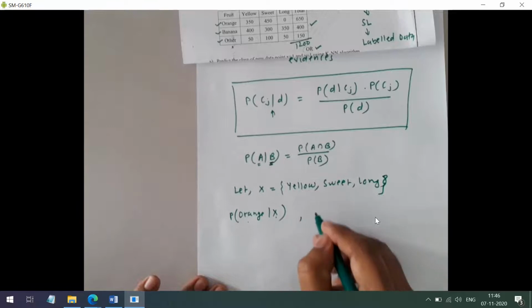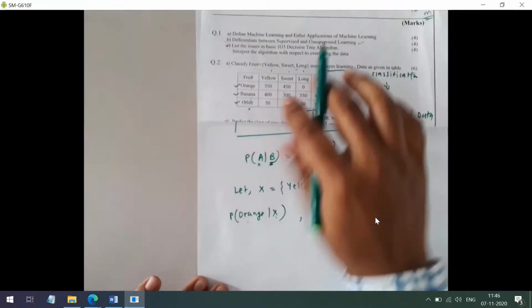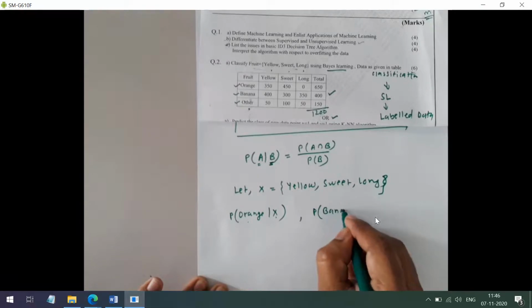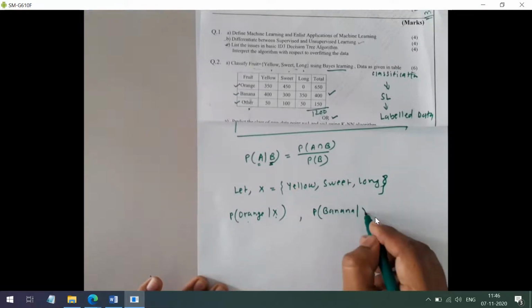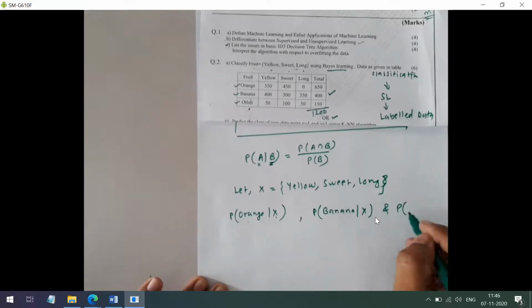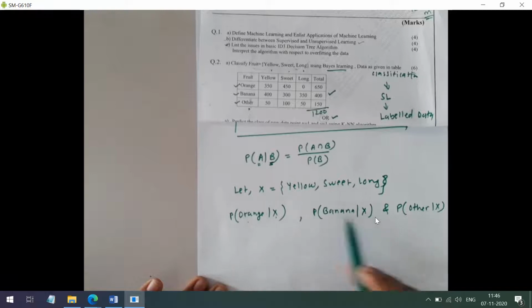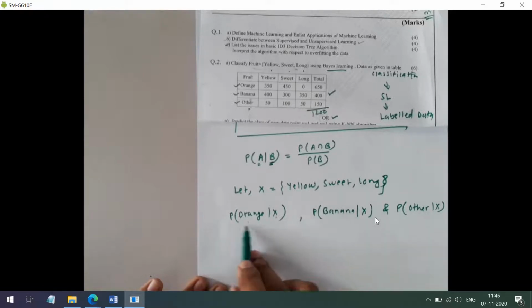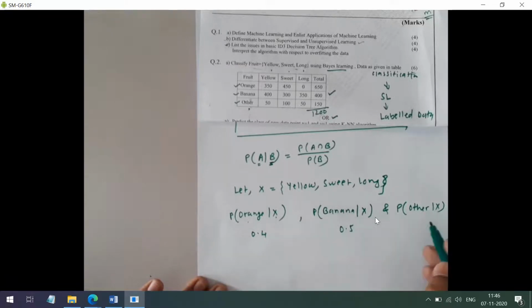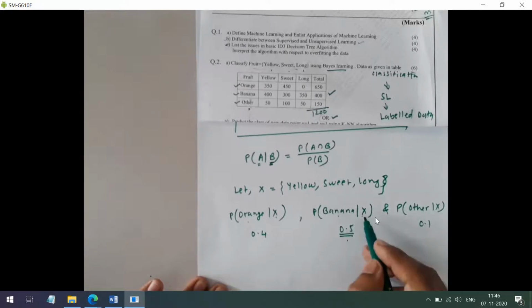Then we have to find the probability of the next class, the banana class, given this instance, and we have to find the probability of other class given this instance, and we will classify this X as orange or banana or other based on the value of this probability. So consider we obtained these values. Now the probability of X being banana is highest, so we will label X as banana. That is our aim. So our aim is to find these probabilities.